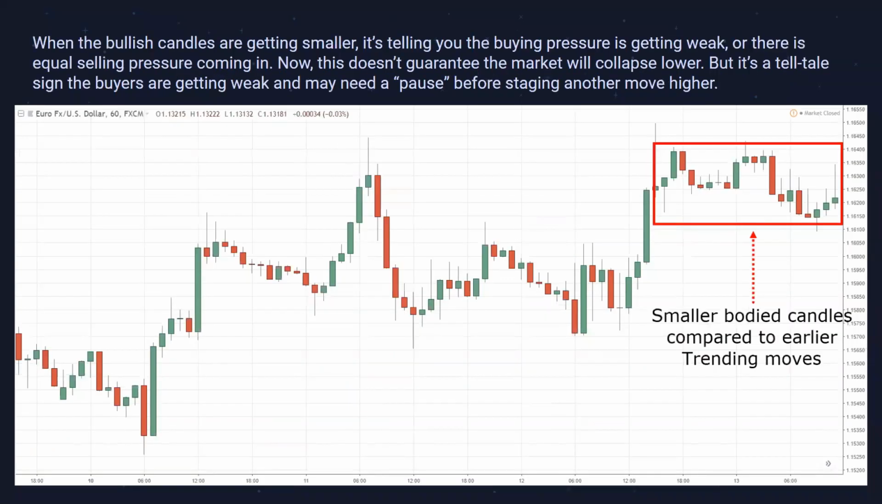All right. When the bullish candles are getting smaller, it's telling you the buying pressure is getting weak, or there is equal selling pressure coming in. Now, this doesn't guarantee the market will collapse lower, but it is a telltale sign that the buyers are getting weak and may need a pause before staging another move higher. So this is an uptrend, a lot of consolidation, uptrend, big time breathing, going back down even lower than the other one, another consolidation, and then back into a little bit of an uptrend, and then consolidation right here.